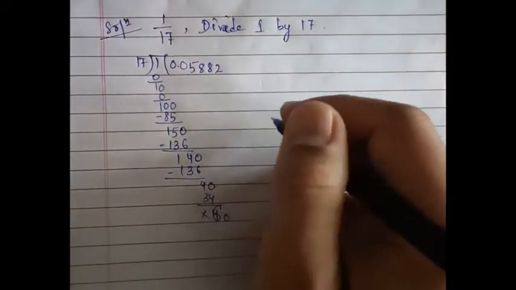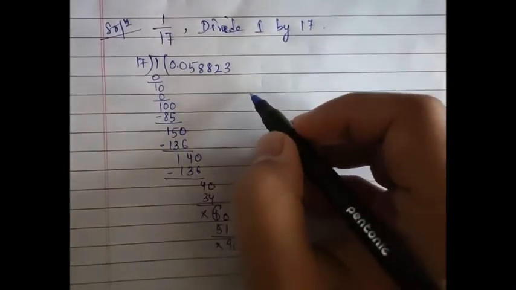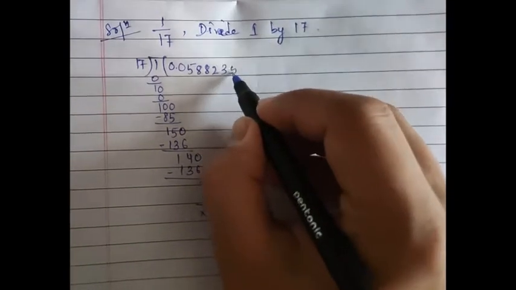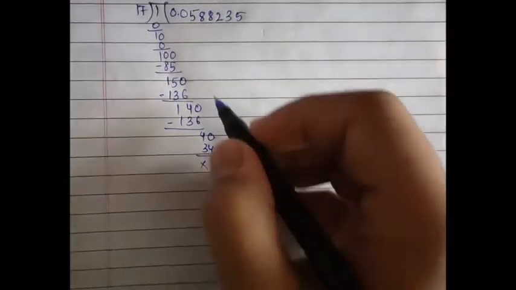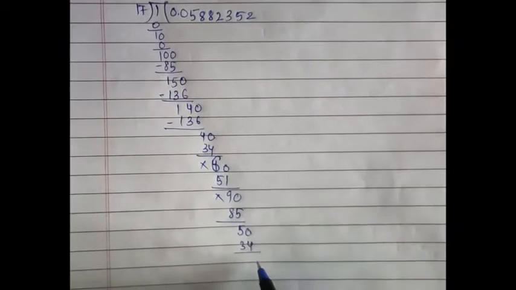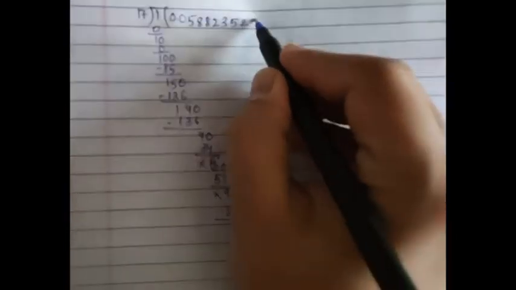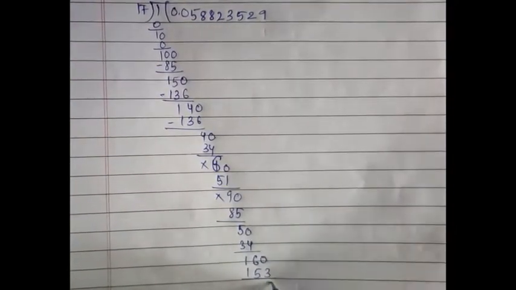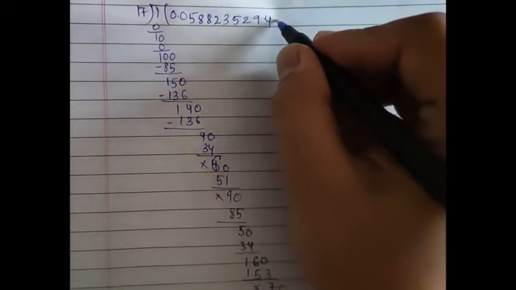Now 17 times 3 is 51, then 9 and 0 here. Then 17 times 5 is 85, 5 here. 17 times 2 is 34, 4 minus 3 is 1 again, it is 160. So what we can do: 17 times 9 is possible, 17 times 9 is 153, so it is 7 here, then 70. 17 times 4 is 68, 2, then 20. 17 times 1 is 17, 3 here.